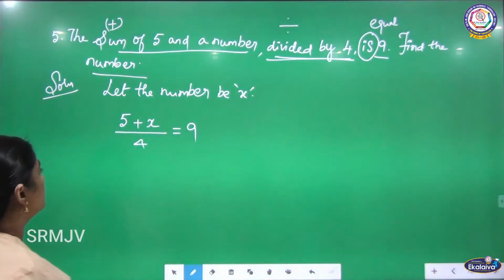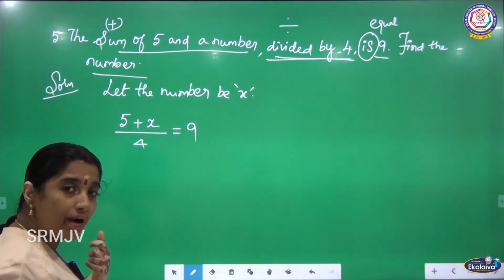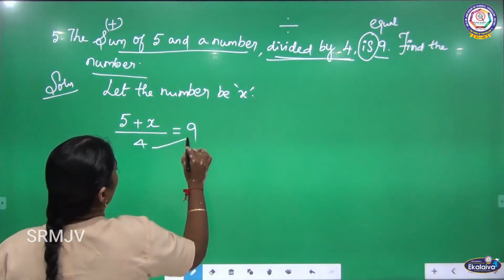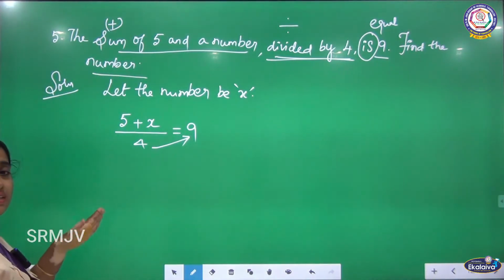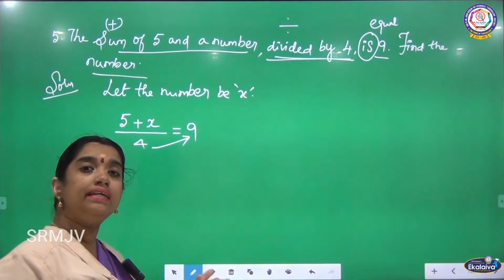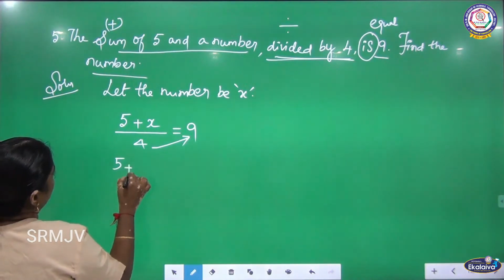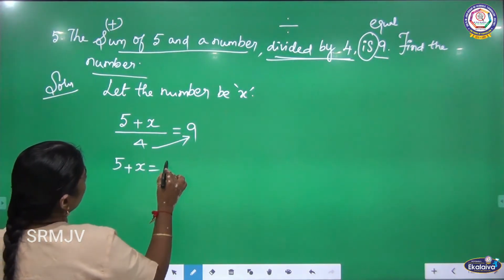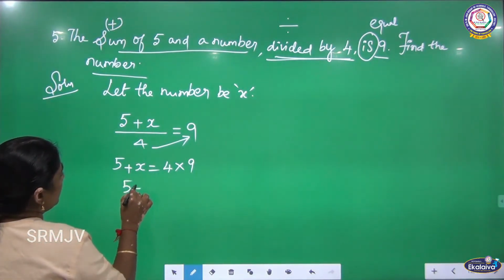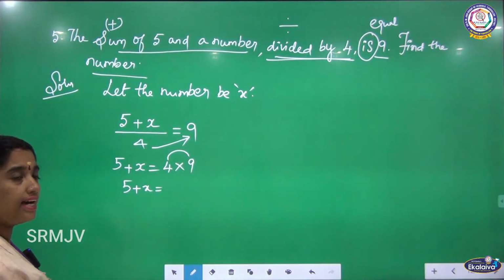Can you clear this? See, listen. In the left hand side, 5 plus x divided by 4 is equal to 9. First step, you can cross multiply this because 4 is in the division on the left hand side. When it moves to the right hand side, what does it become? Multiplication symbol. Okay. Listen, 5 plus x is equal to 4 into 9. Okay. Now 5 plus x is equal to 4 nines are. What is 4 nines are?